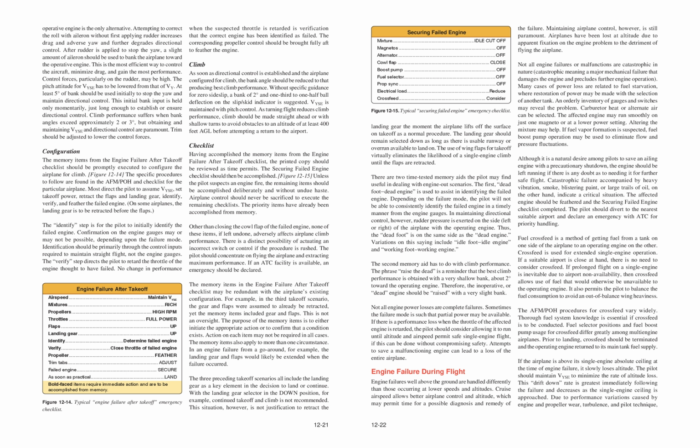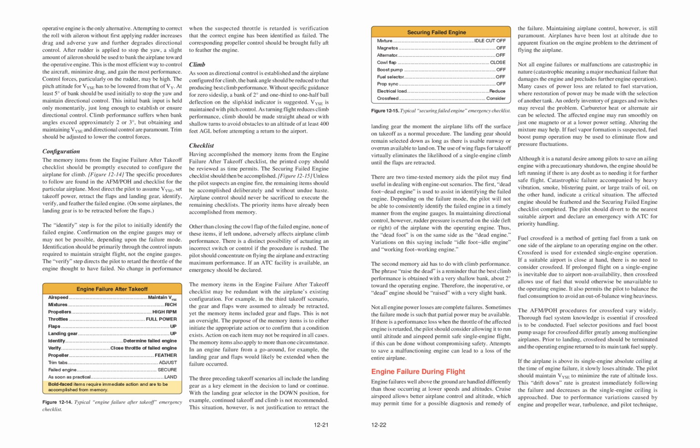Landing gear retraction the moment the airplane lifts off the surface on takeoff is a normal procedure. The landing gear should remain selected down as long as there is usable runway or overrun available to land on. The use of wing flaps for takeoff virtually eliminates the likelihood of a single-engine climb until the flaps are retracted.